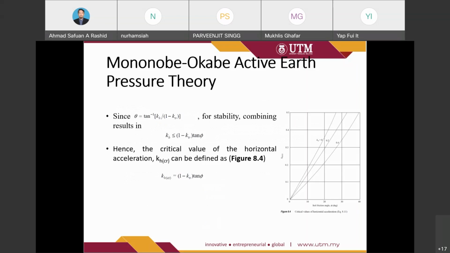Since theta is equal to the tangent inverse of KH over 1 minus KV, for stability, combining the results gives KH less than 1 minus KV tangent phi. Here the critical value of the horizontal acceleration can be defined. This is just to determine what the critical KH value will be, related to the KV.